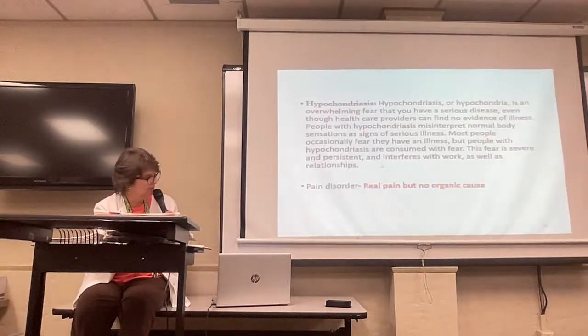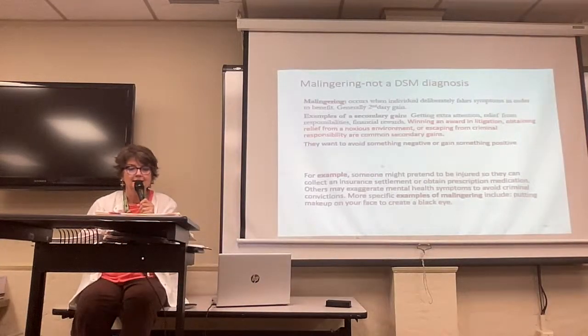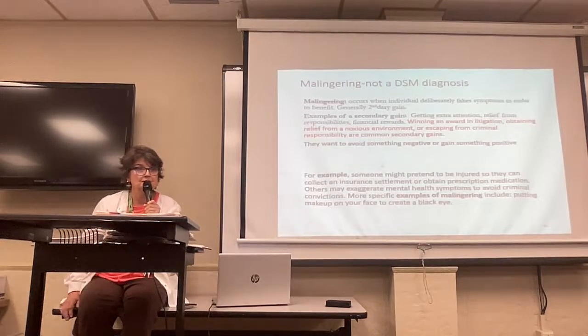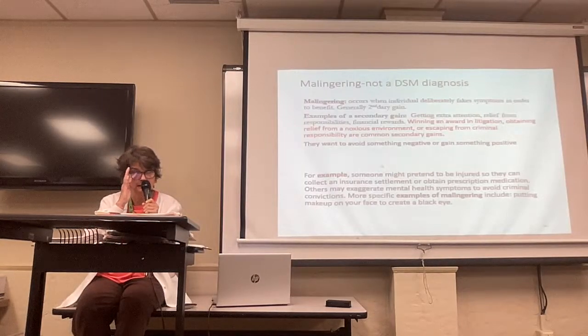Now let's talk about the people that are faking. And these are malingerers. They are deliberately faking for some kind of benefit. So they're either trying to gain something good or avoid something negative. So they are motivated with a secondary gain. So this would be the person that has gone out and murdered his wife, and he's faking mental illness so he can get the not guilty by reason of insanity plea.